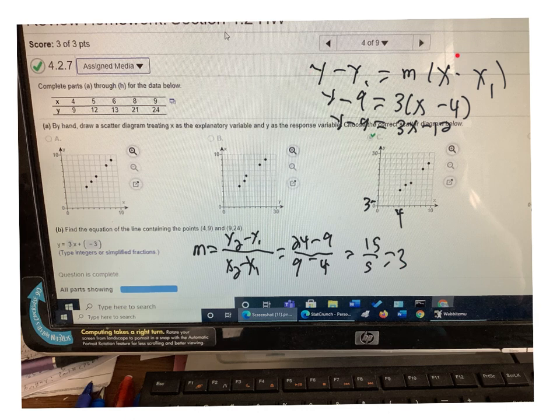Then we want to go to this formula, the point-slope formula: y minus y sub 1 equals m times the quantity x minus x sub 1. So again, you can pick out either point. I just pick out the smaller one. You put in 9 for y sub 1 and 4 for x sub 1, then you put in 3 for the slope. I distribute the 3 and I get 3x minus 12. I need to add 9 to each side, and then you'll have this answer here.